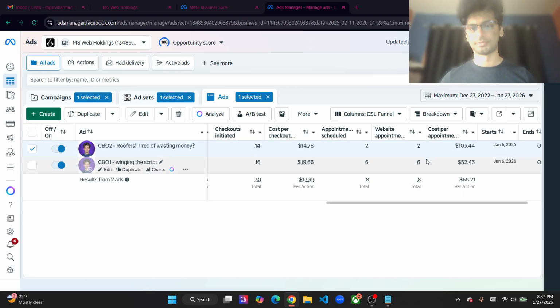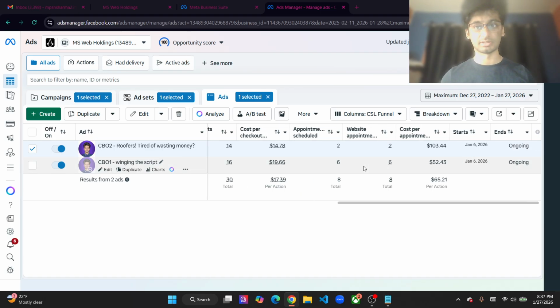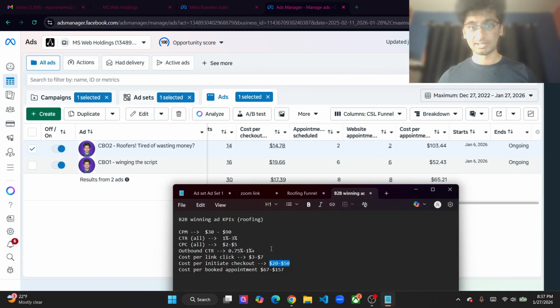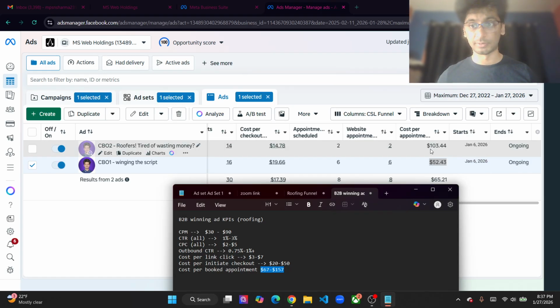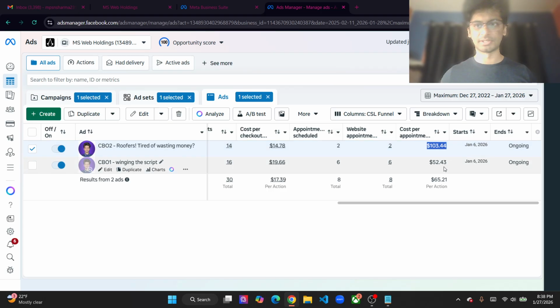I'll have to do some more research on that, but definitely from what I'm seeing, the cost per booked appointment is very cheap for this first ad. It should be between $67 and $157. Ours is 52 for the first ad and 103 for the second ad. So 103 is still on the, let's say, 30th, 40th percentile. So that is still very manageable, although it's almost double the cost per booked appointment of the first ad.